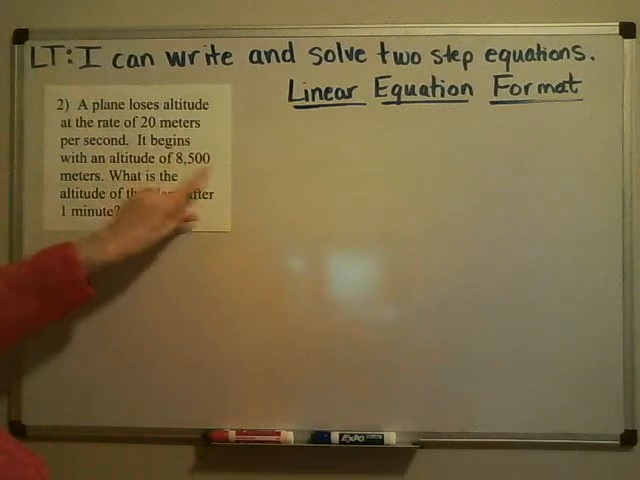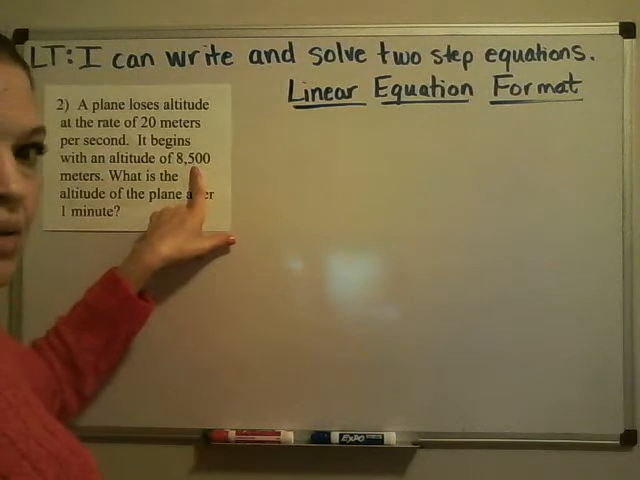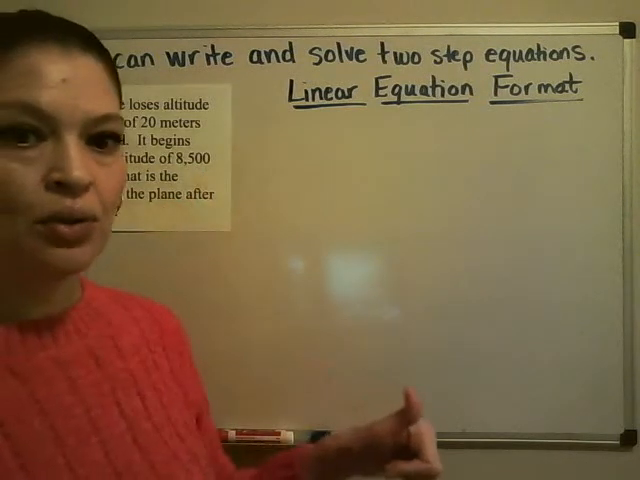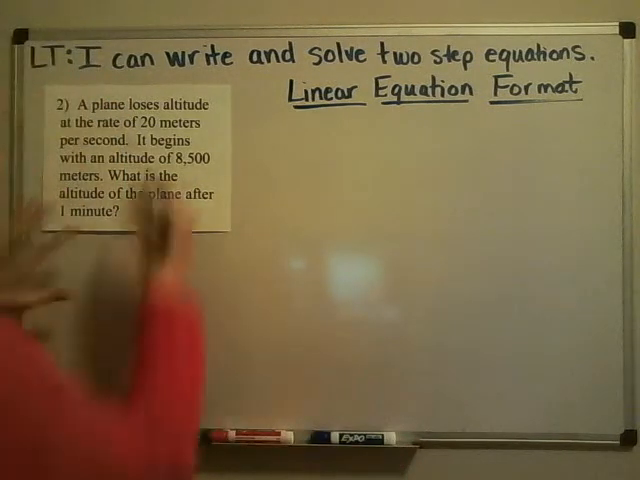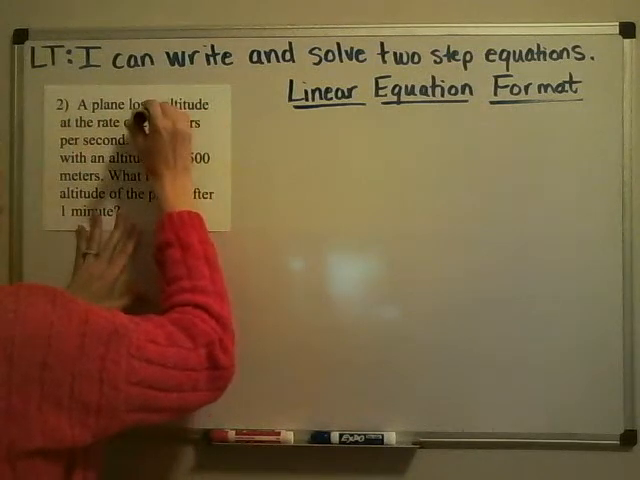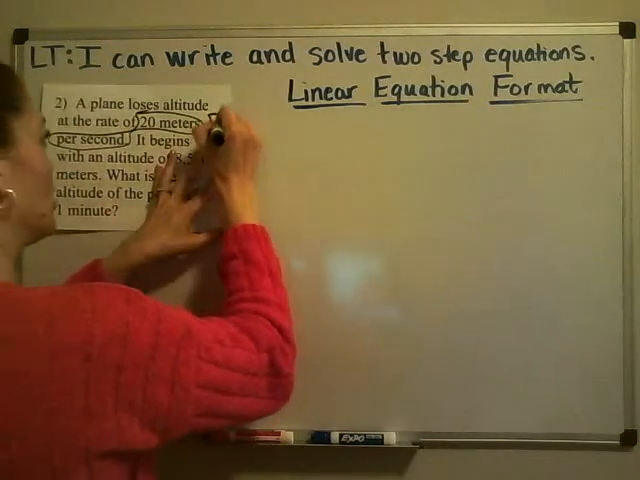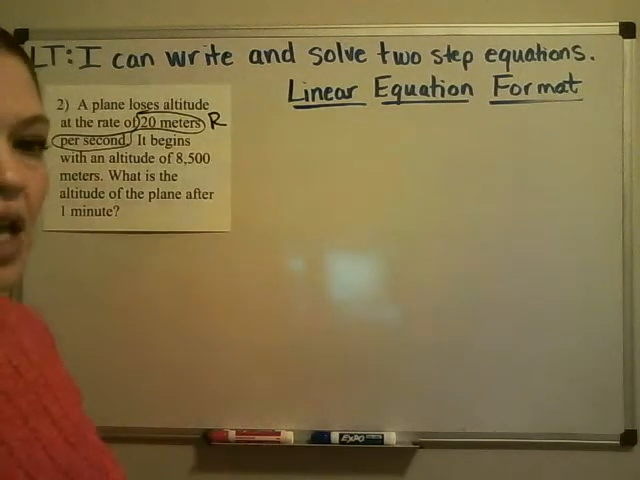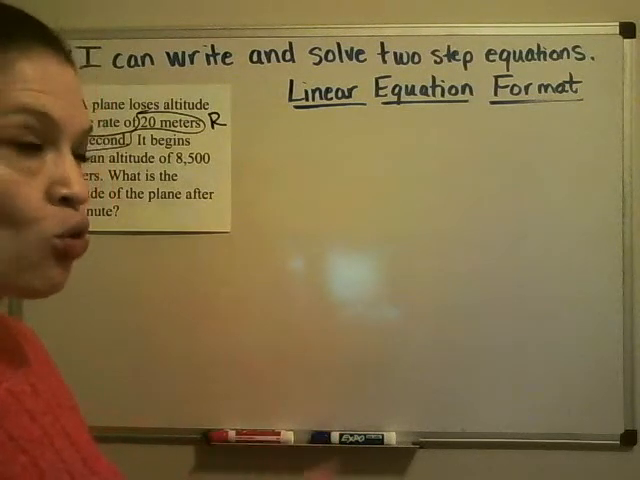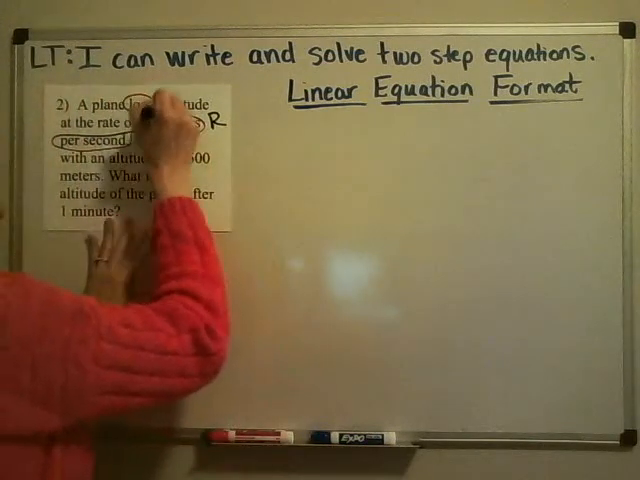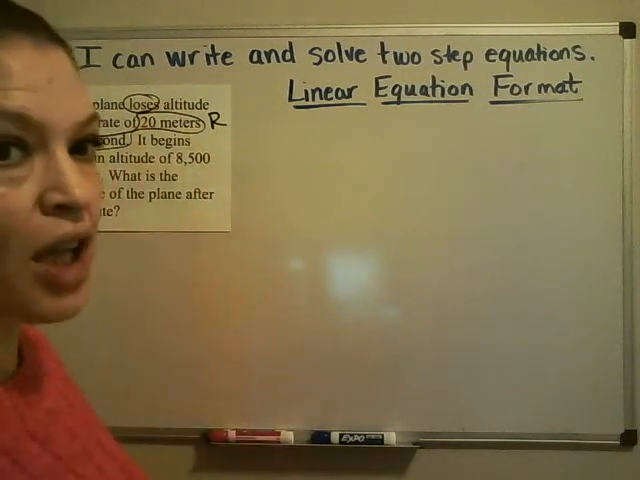All right. It begins with an altitude of 8,500 meters. Did you spot the repeating value? Did you spot the starting value? So the 20 meters per second, that is going to be our repeating value. And here's something important to pay attention to. This is something you learned back in Unit 7 when we did our word sort. This loses altitude is going to be quite important because it tells us something about the sign of that 20.